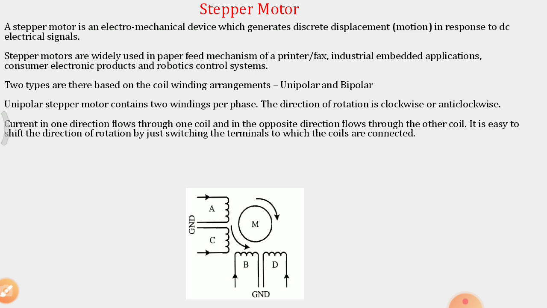The direction of rotation is clockwise or anti-clockwise. The current in one direction flows through one coil and in the opposite direction flows through the other coil. So it is easy to shift the direction of rotation by just switching the terminals to which the coils are connected.